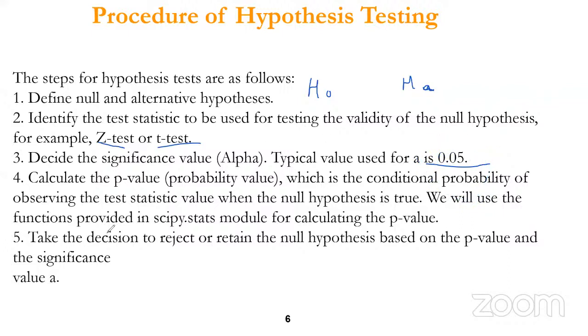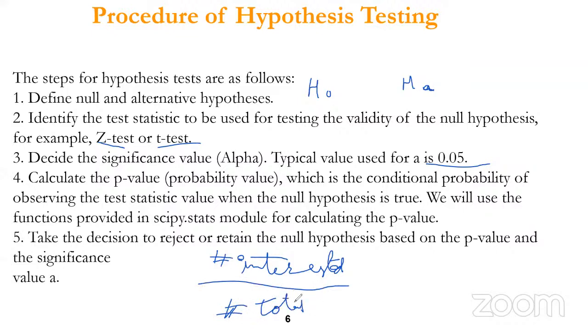Using that critical value, we will then calculate the p-value. Now, p-value is nothing but the probability. We already know how we calculate a probability. The probability formula is the number of interested events divided by the total number of events. I hope we all know how to calculate probability.